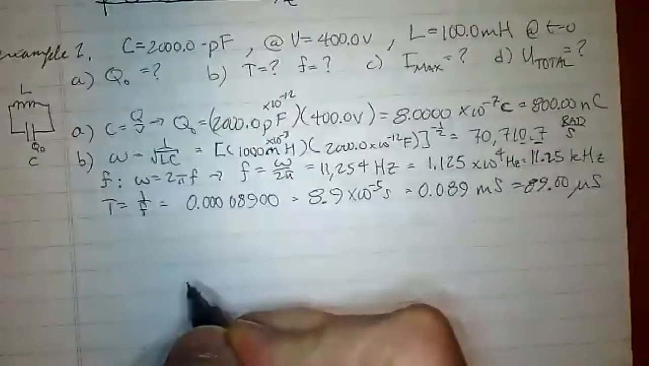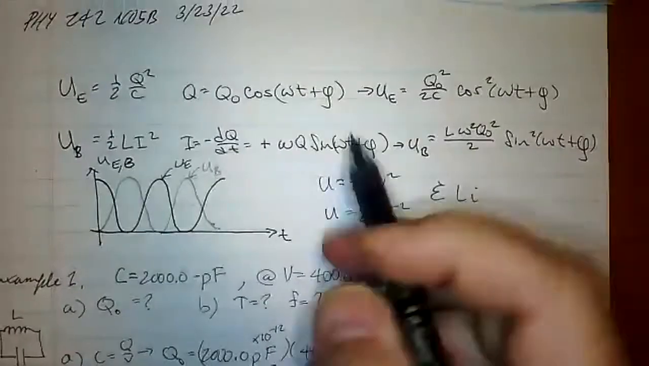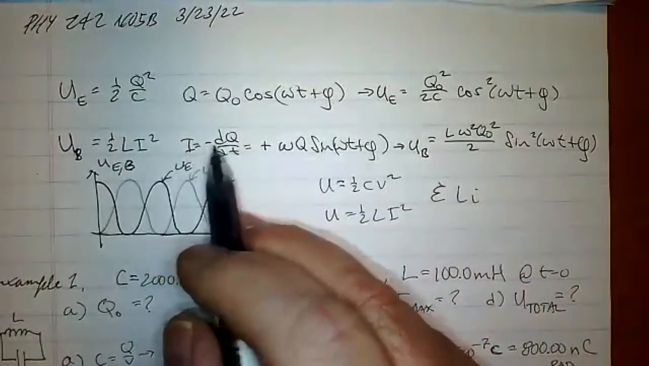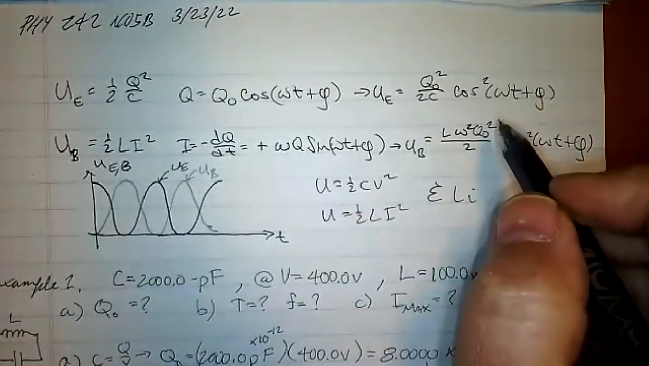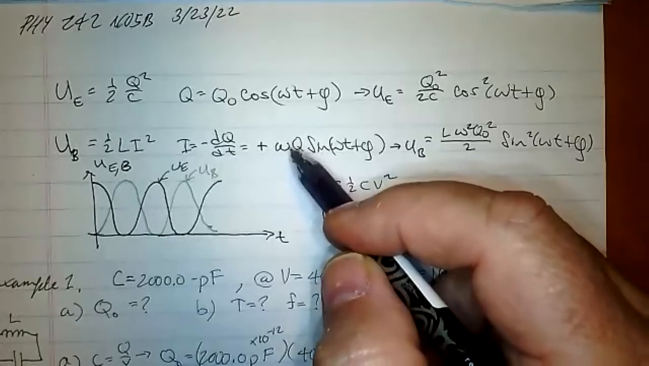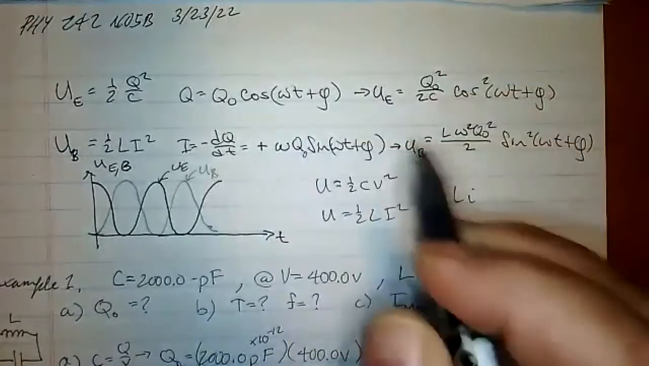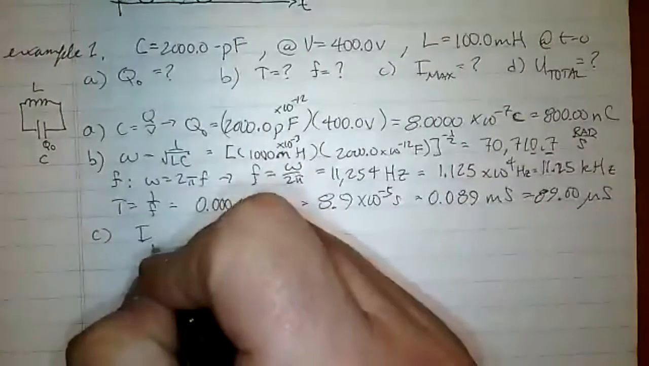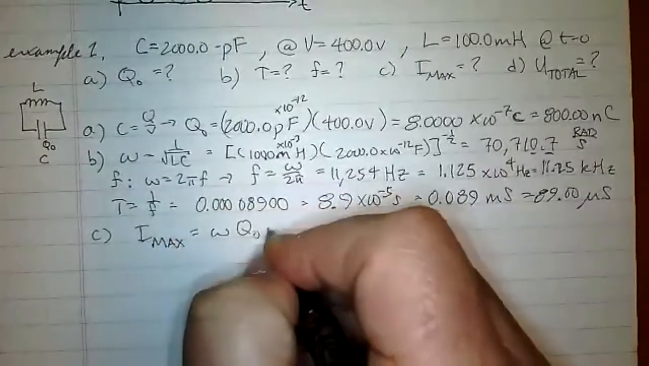Part C, I wanted to know what was I max. Well, if you remember correctly, when I took the derivative of Q with respect to t, the negative of it gave me the actual current. Of course, what it was saying is the current is wobbling back and forth between basically this quantity and the negative of this quantity. So that tells us that, in fact, this should have been Q0. That tells us that omega times Q0 is actually I max. So I'm going to write I max is equal to omega times Q0.